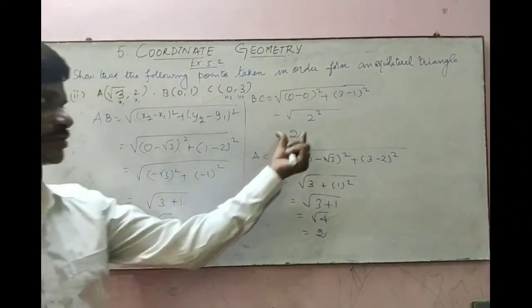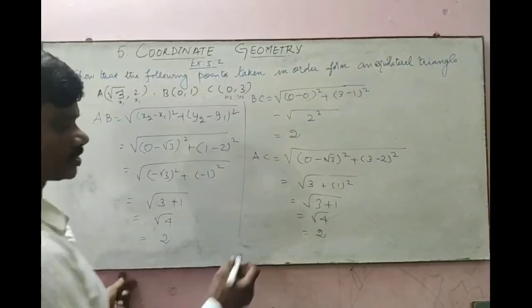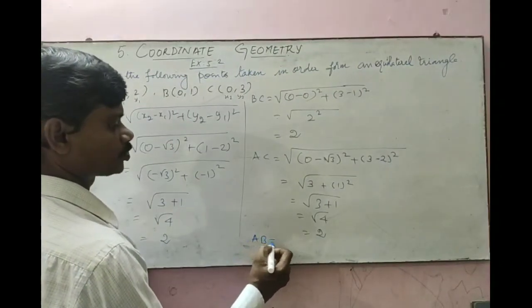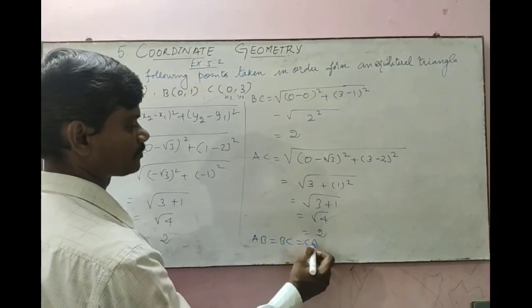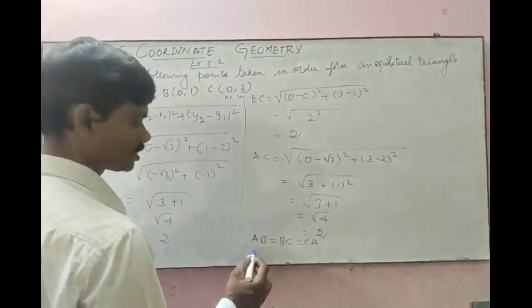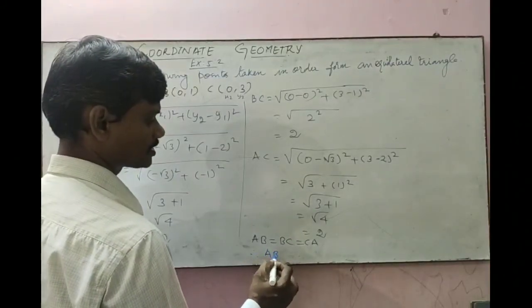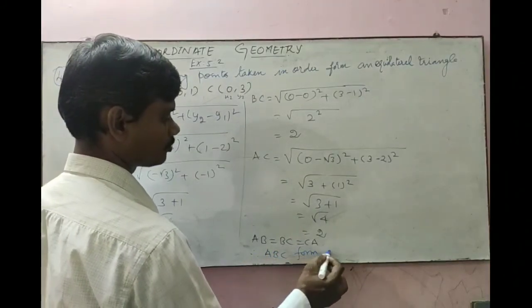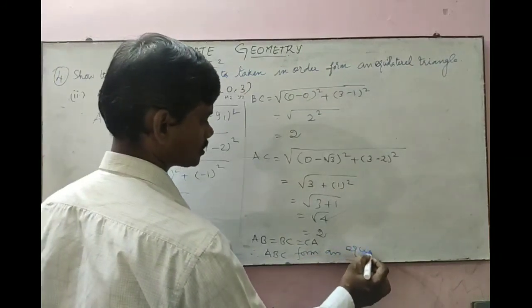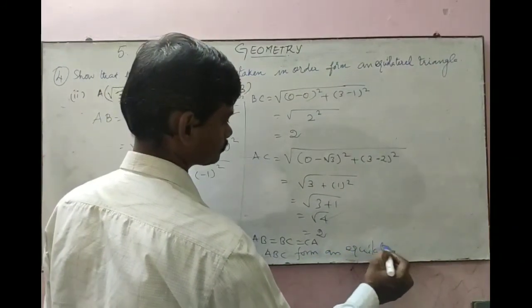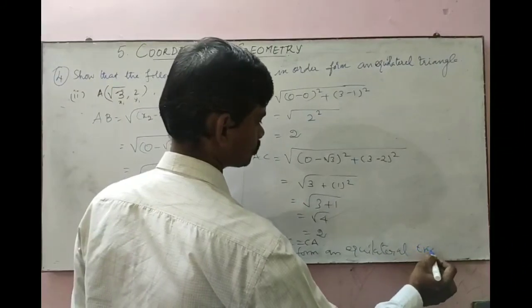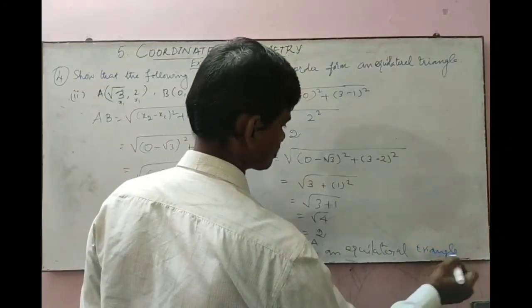Look at these three values. All these three values are equal. Here AB equal to BC equal to CA. All these three sides are equal. Therefore, the points A, B, C form an equilateral triangle. Like that you have to do the first subdivision sum as this sum.